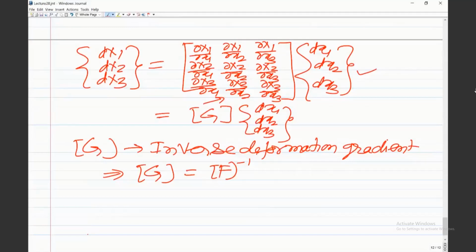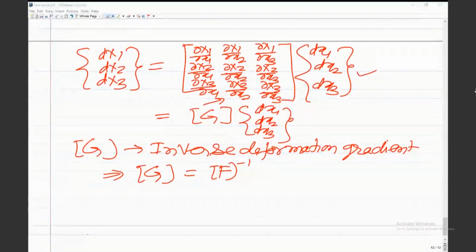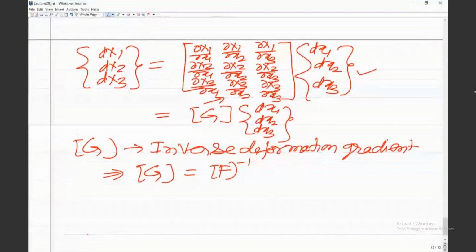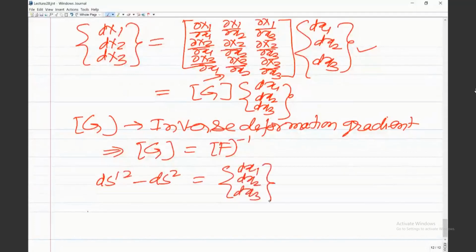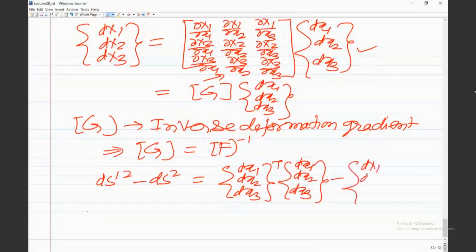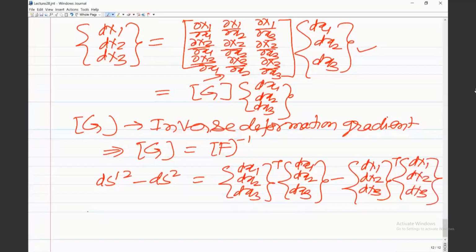Now if you look at the distances, the change in the square distances, you can write ds dash square minus ds square. ds dash square is d small x1, d small x2, d small x3 transpose into d small x1, d small x2, d small x3. So this is the current squared length minus the reference squared length, that is d capital X1, d capital X2, d capital X3 transpose into d capital X1, d capital X2, d capital X3. So you can write it like this.